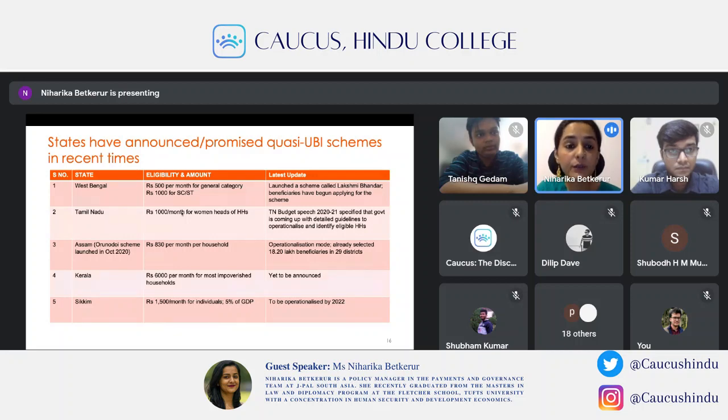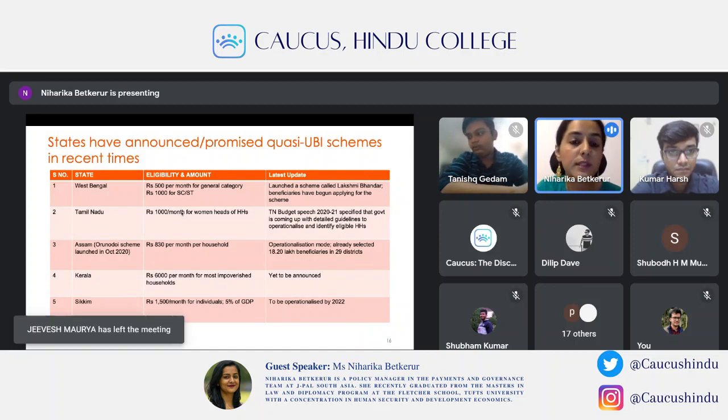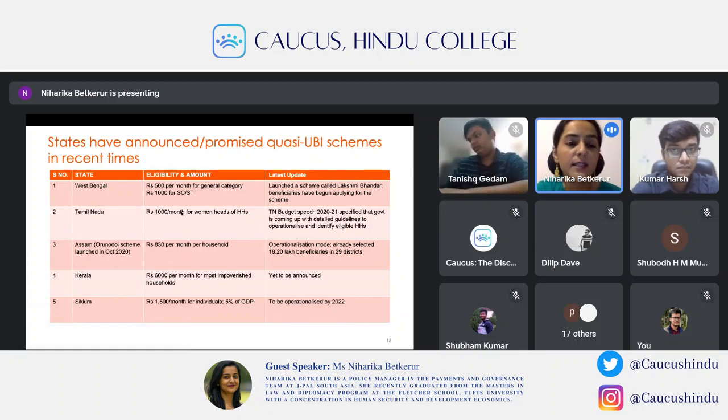And more recently, just in the past year or so, and possibly driven by the impacts of COVID, several states have also announced or promised quasi-UBI schemes. So in West Bengal, they've gone ahead and launched a scheme called Lakshmi Bhandar, which would give a small cash infusion to around 1.6 crore families. And it's very minimal, rupees 500 per month for general category households and rupees 1,000 for SC/ST households. And similarly in Tamil Nadu, they are considering giving rupees 1,000 per month to women heads of households. In Assam, there is already an ongoing scheme which provides 830 rupees per month per household.